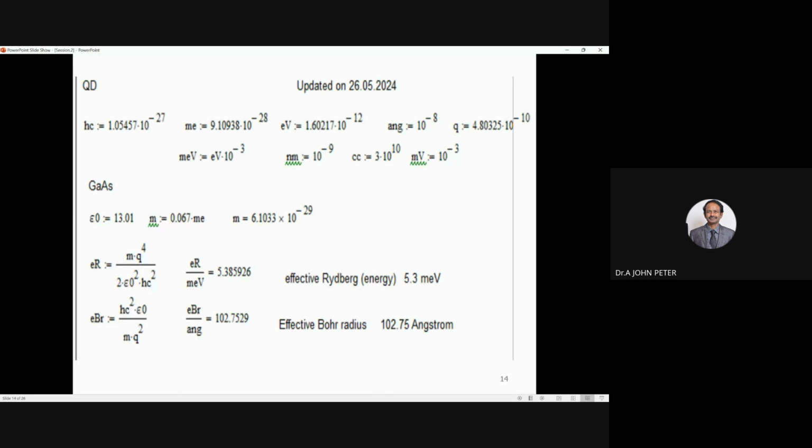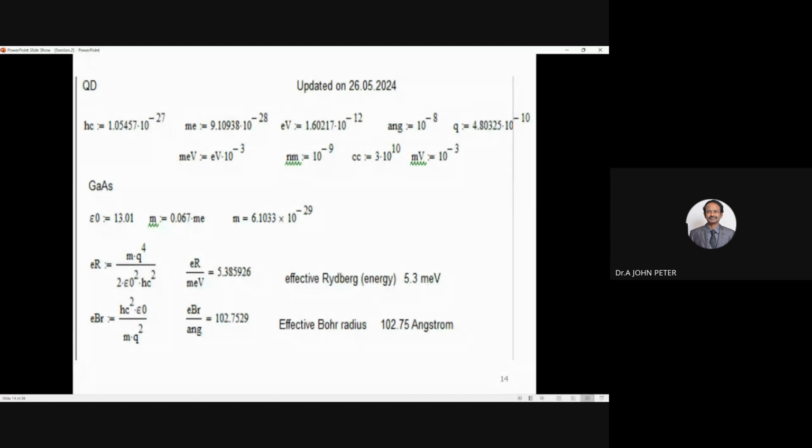See, on the right hand side you get 5.3 milli electron volt. Similarly, 103 angstrom, 102.75 angstrom. As I said earlier, this is the effective Bohr radius for the gallium arsenide system. The effective Rydberg, the effective energy, is 5.3 meV. It means, as I said, you will have the answer for everything.